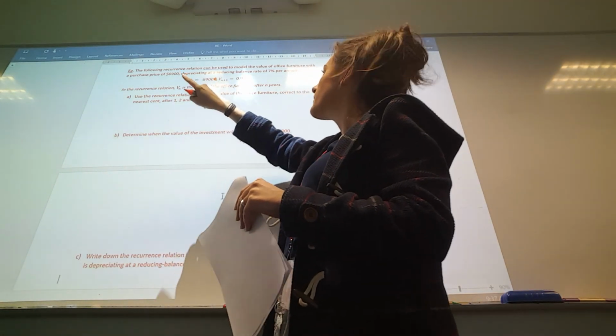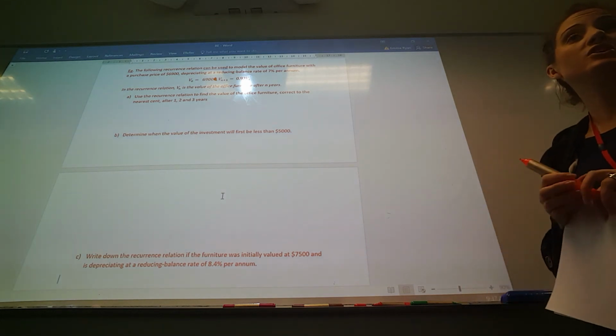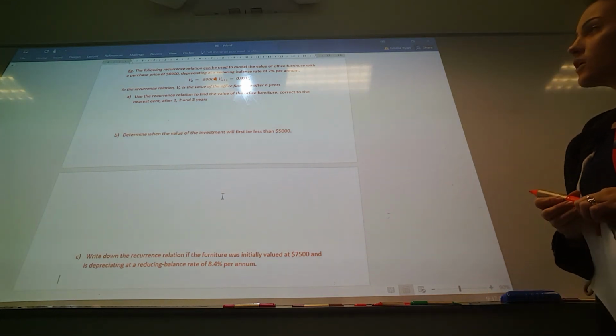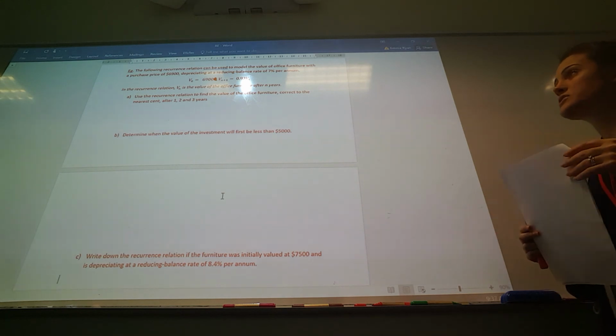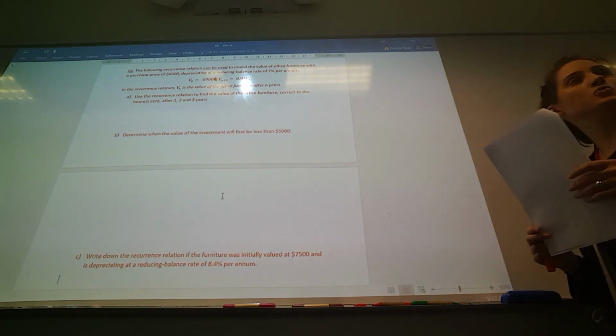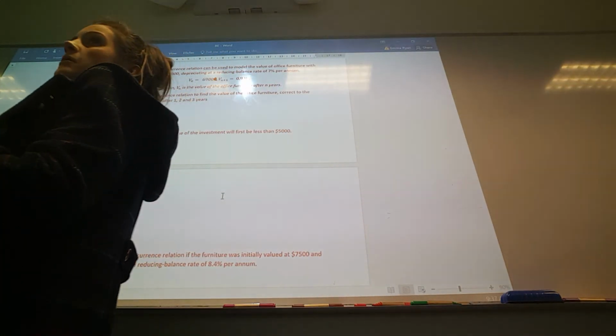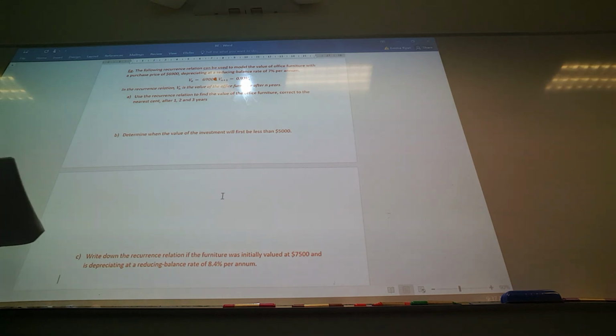What's the likelihood of them giving you the recurrence relation without you having to find it out? It will depend on what type of question it is. Okay, so use the recurrence relation to find the value of the office furniture correct to the nearest cent after 1, 2 and 3 years. So pretty much exactly what we did when we were talking about investing, but this time we should be decreasing because the value is decreasing.